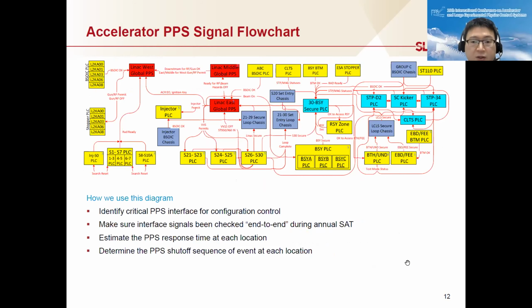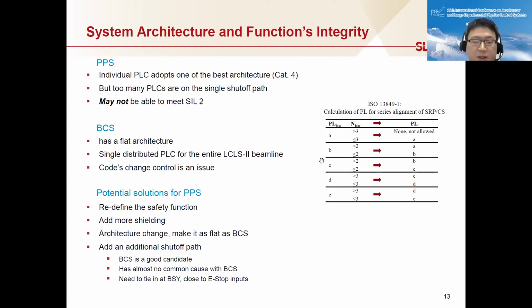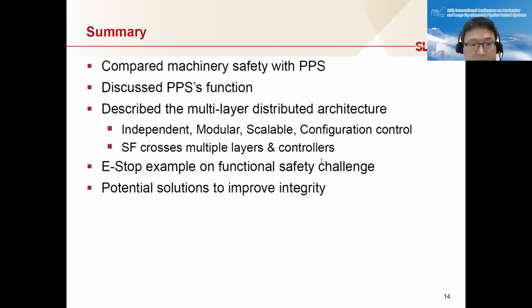Here's the signal interflow. For example, if we want to initiate the emergency off at the BSY area, all the controllers will be part of the shutoff path. So this causes a problem. Sure, to conclude: the problem is that we have more and more controllers in the shutoff path, so we have to use more redundancy to keep the system consistent with the SIL performance. That's all my talk.